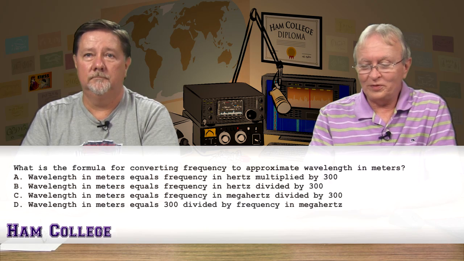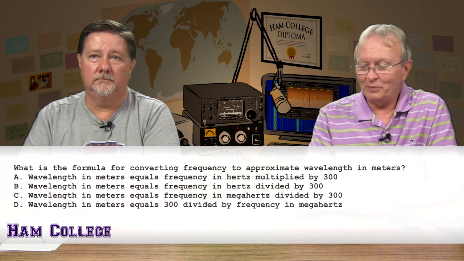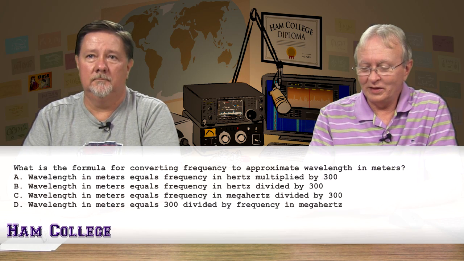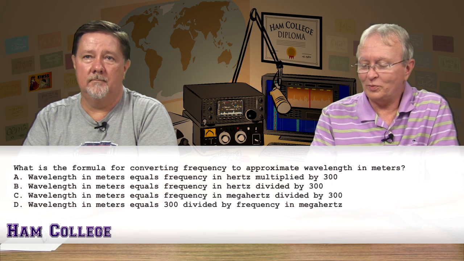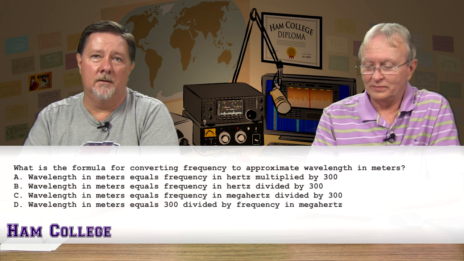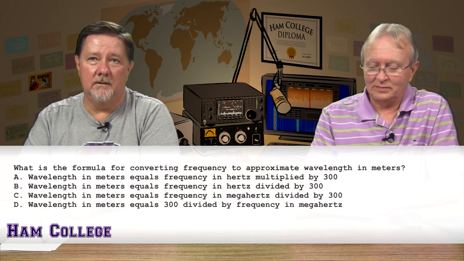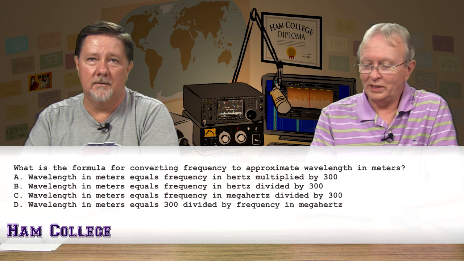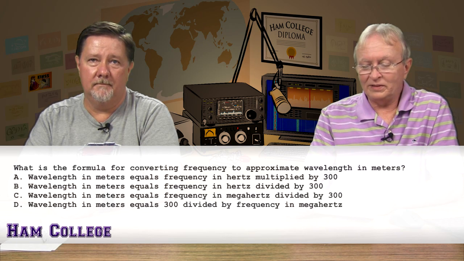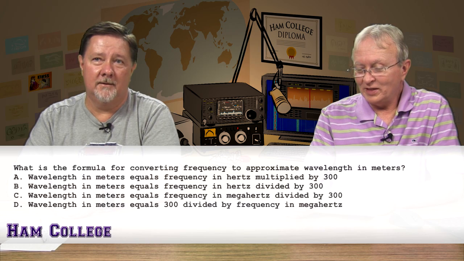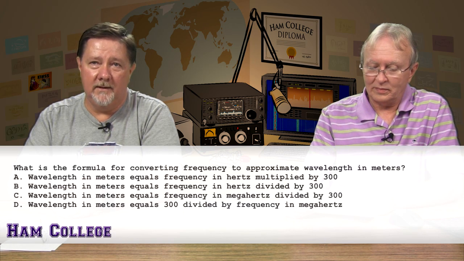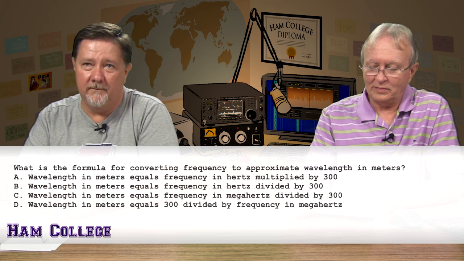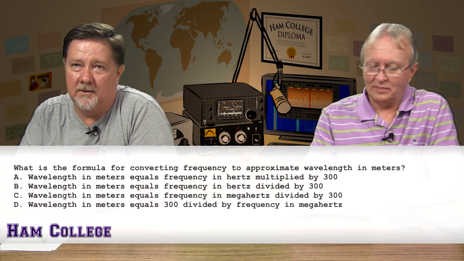What is the formula for converting frequency to approximate wavelength in meters? A, wavelength in meters equals frequency in hertz multiplied by 300. B, wavelength in meters equals the frequency in hertz divided by 300. C, wavelength in meters equals frequency in megahertz divided by 300. Or D, wavelength in meters equals 300 divided by frequency in megahertz.